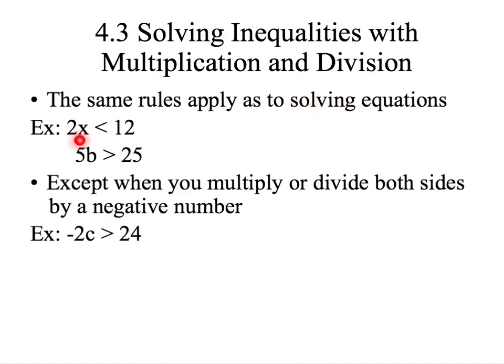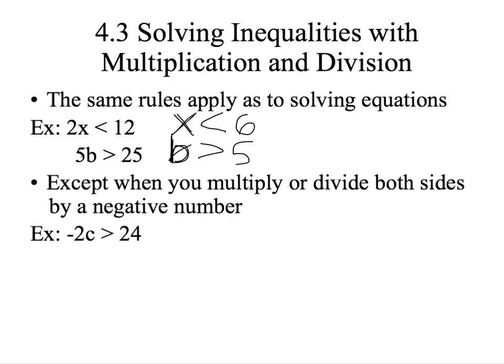2 times x here is less than 12, so I would divide by 2 on both sides, and 12 divided by 2 is 6. So my answer there would be x is less than 6. Same thing here, 5b is greater than 25, so 25 divided by 5 is 5, so my answer would be b is greater than 5. Okay, so that's normal. We should know how to do that from solving equations.